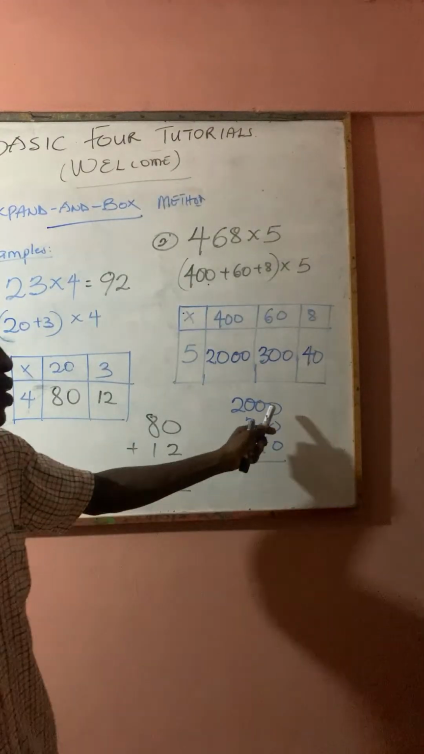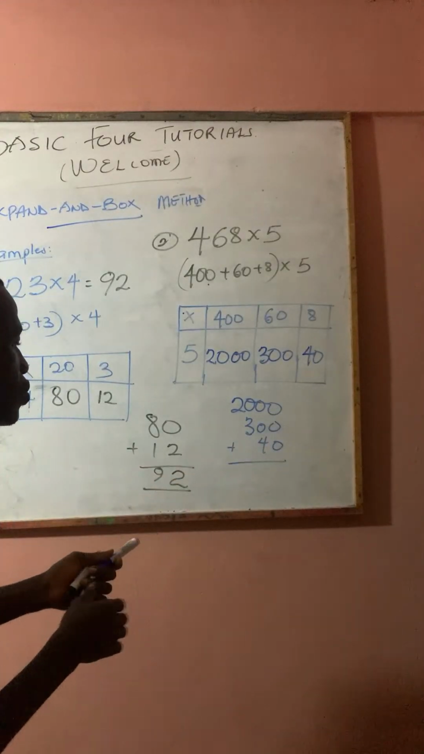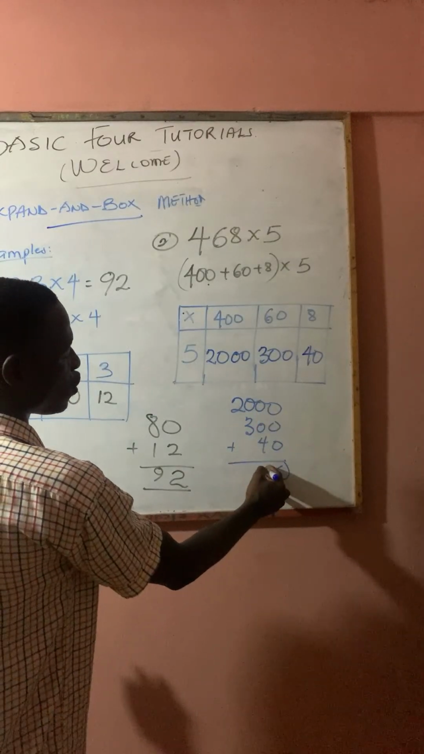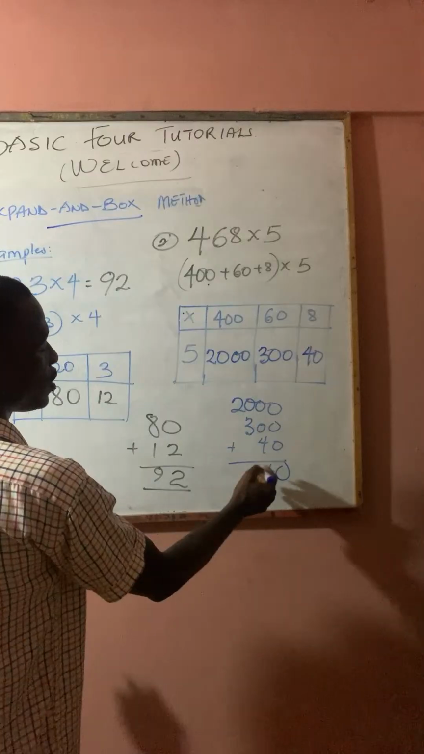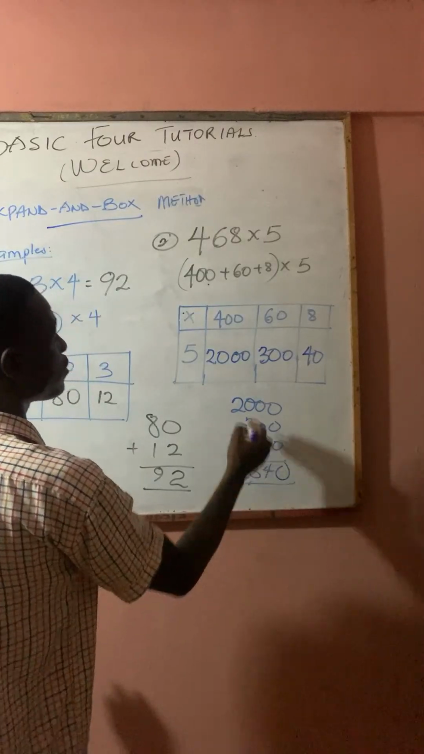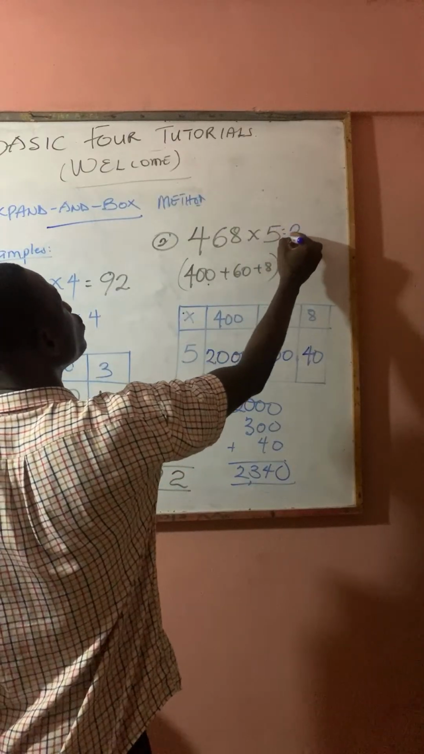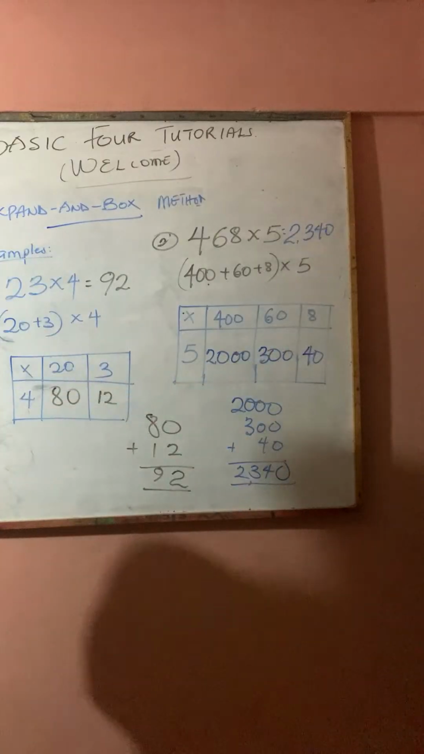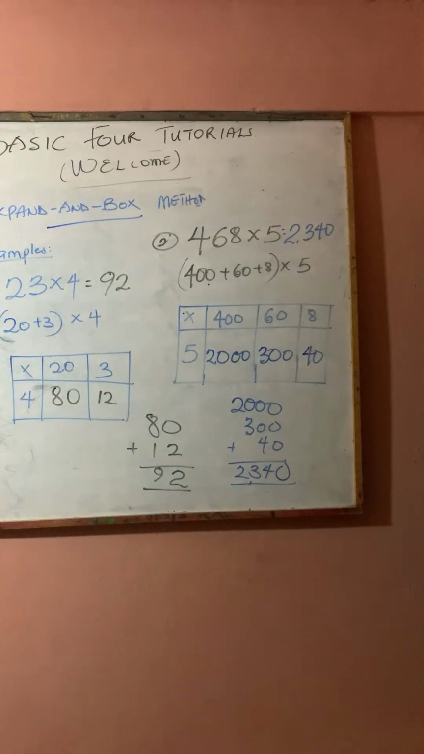Now we add up. 0 plus 0 plus 0 is equal to 0. 0 plus 0 plus 4 is equal to 4. 0 plus 3 is equal to 3. And 2. That is equal to 2,340 as our final answer. All right.